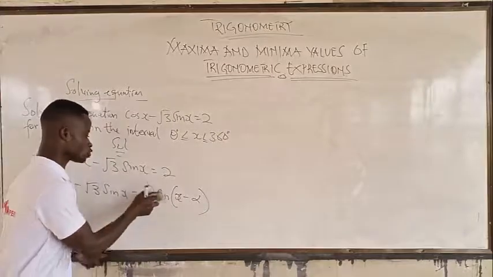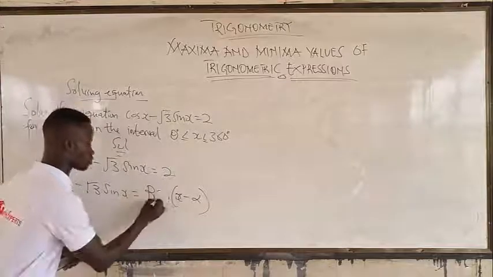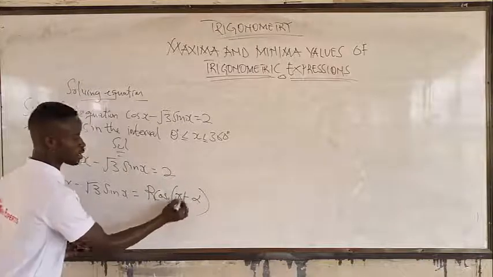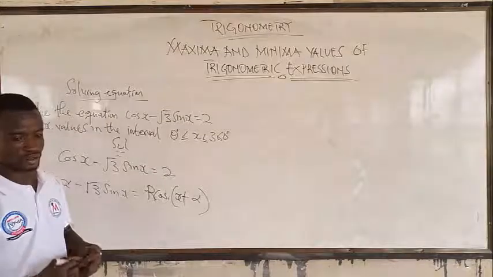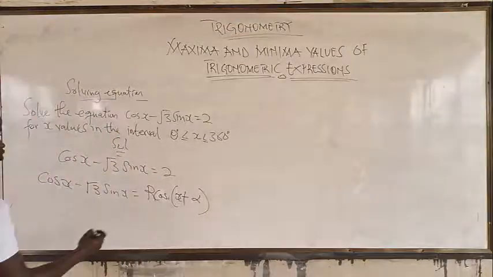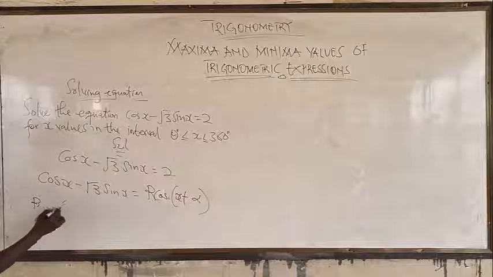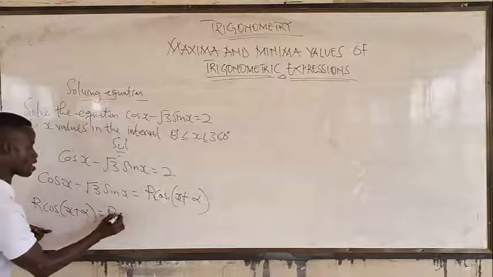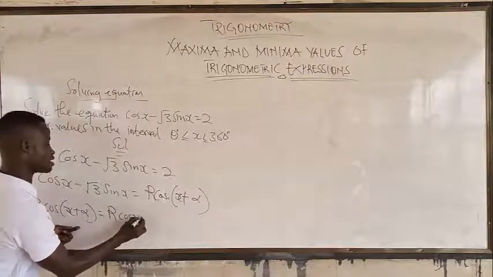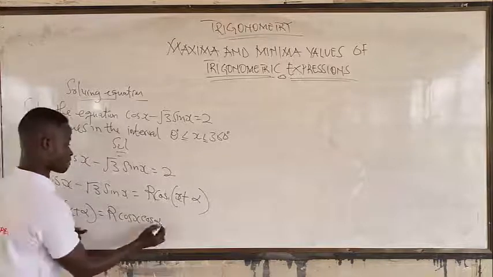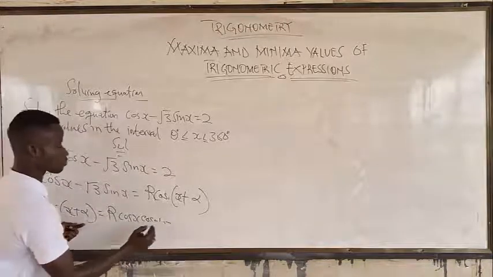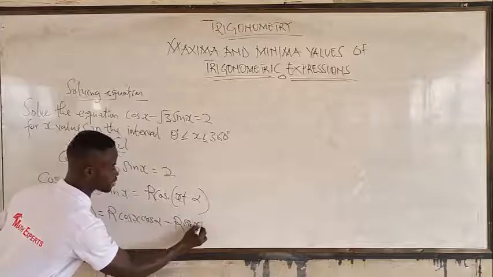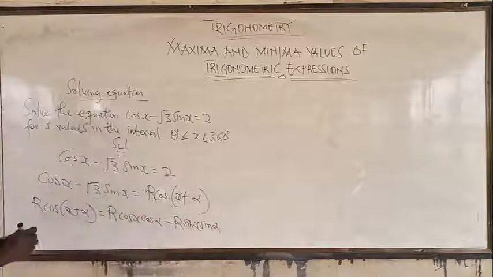But if you want to choose cos, if here is minus, make here to be plus. Very good. So let's go for that. We know that R cos S plus alpha is going to be equal to R cos S cos alpha minus R sin S sin alpha.